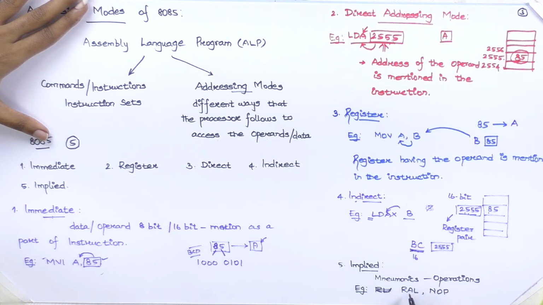RAL, NOP. RAL is an instruction which is nothing but rotate accumulator left, which does not have any operand field here. It just mentions the operation to perform. The operation to be performed here is rotation, and NOP is no operation. When you execute this instruction, the processor will not perform any operations. That is the function of this one. For this instruction also there are no operands. Again I am telling, don't worry about the internal operation of these instructions. We will see it in the next lecture.